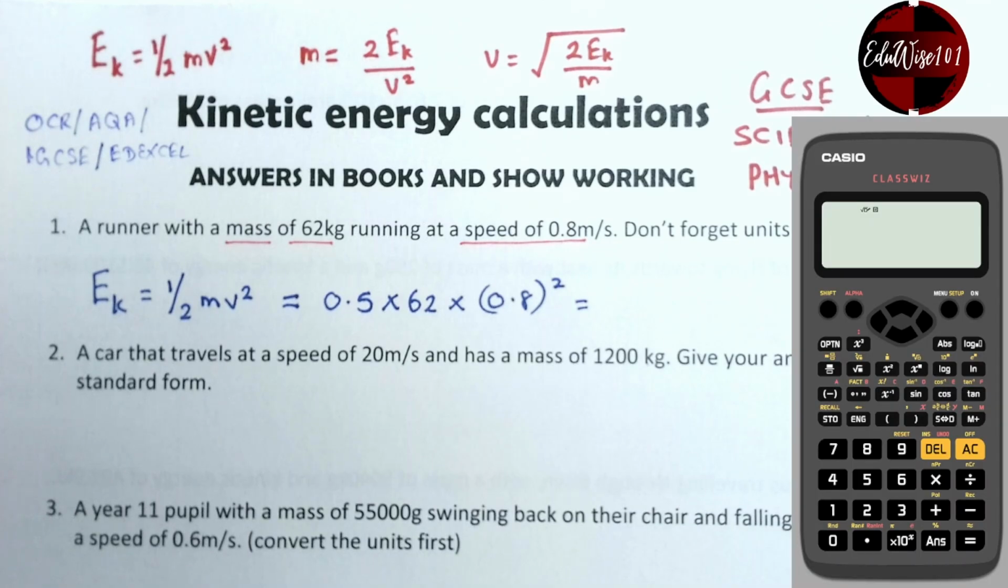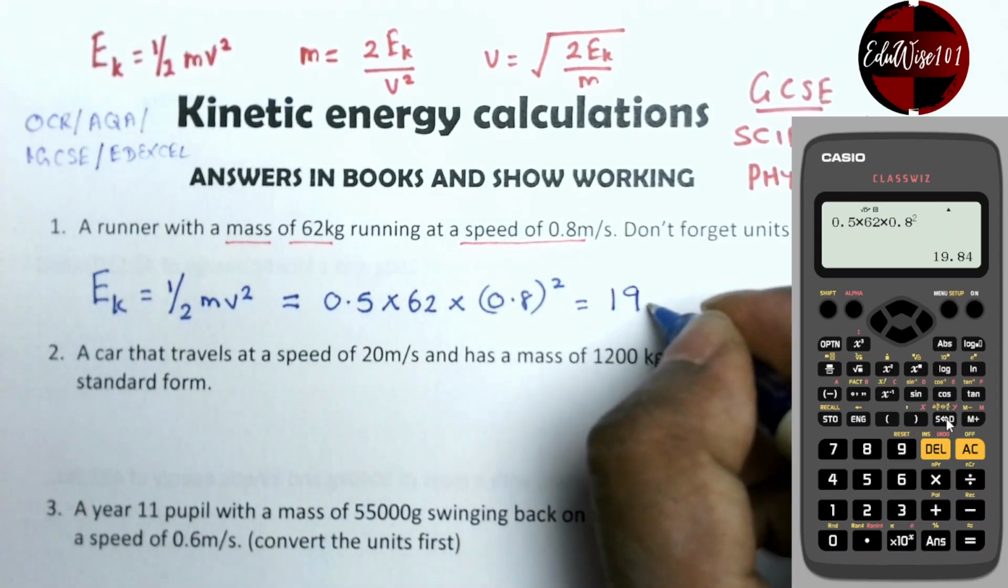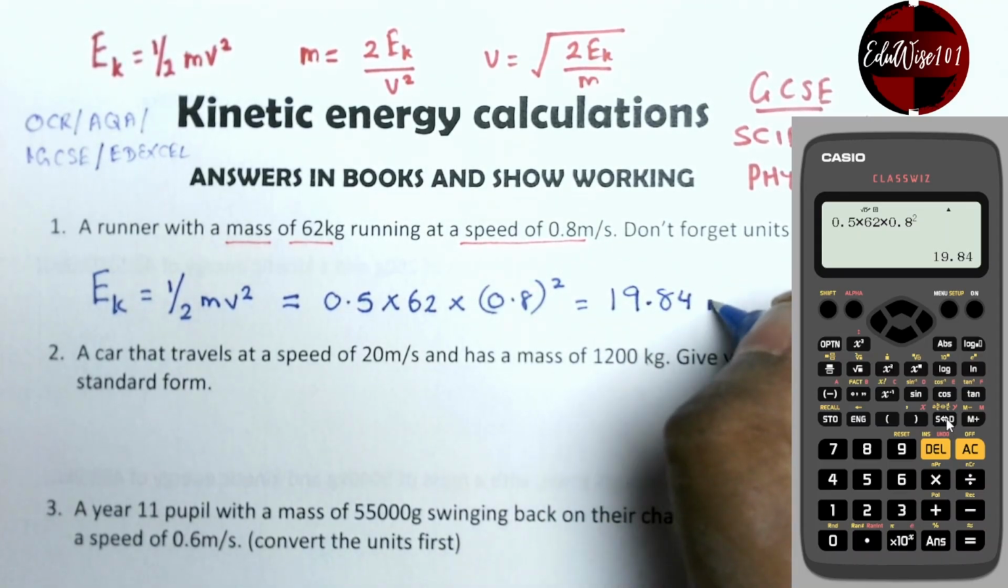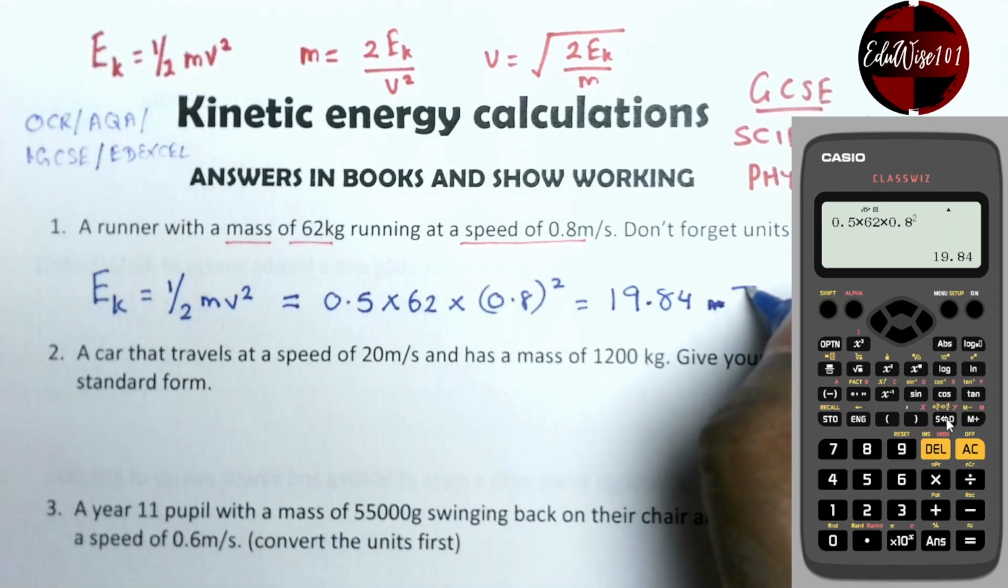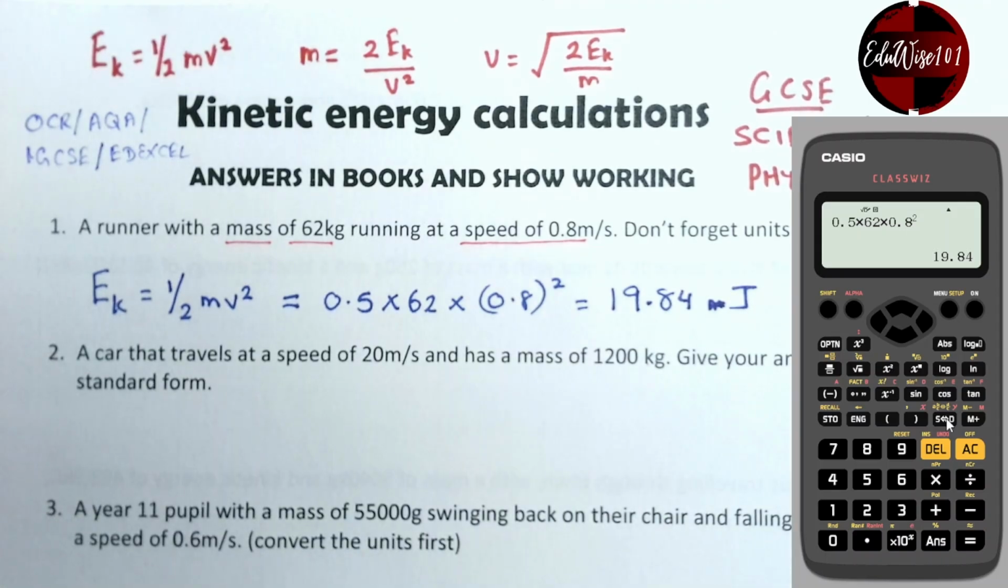Let's bring up the calculator. So 0.5 multiplied by 62 multiplied by 0.8 squared equals 19.84. Joules is the unit. So question number 2.